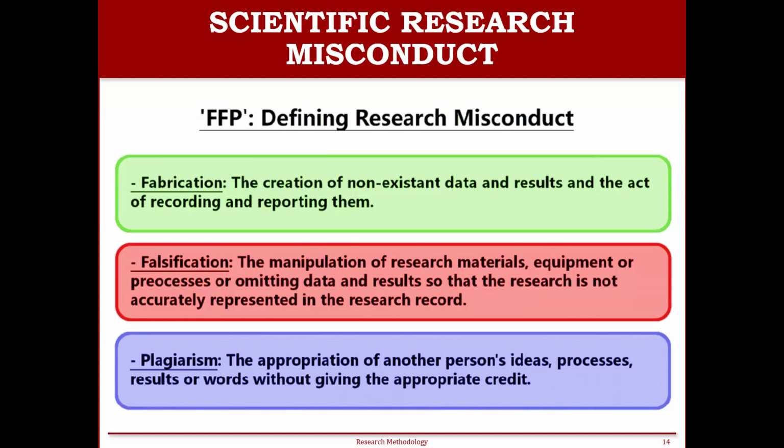Each of these letters, FFP, explains 3 scientific research misconduct criteria: falsification, fabrication, and plagiarism. Fabrication by F, falsification by F, and plagiarism by P. So these 3 are the major research misconduct areas. All the other small parts, we can categorize under these 3 criteria.